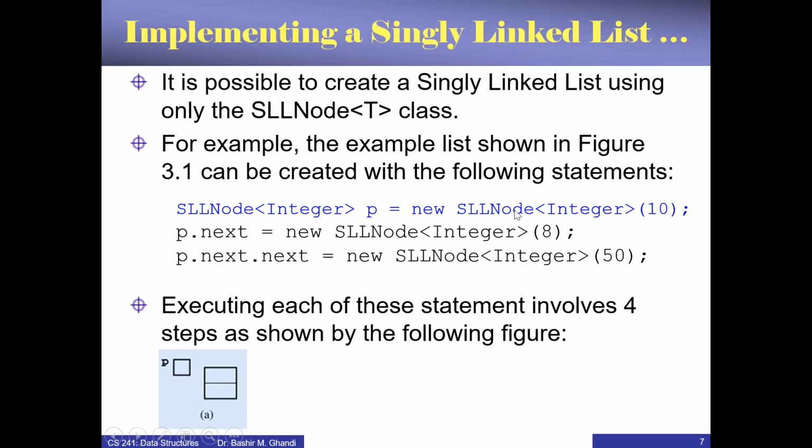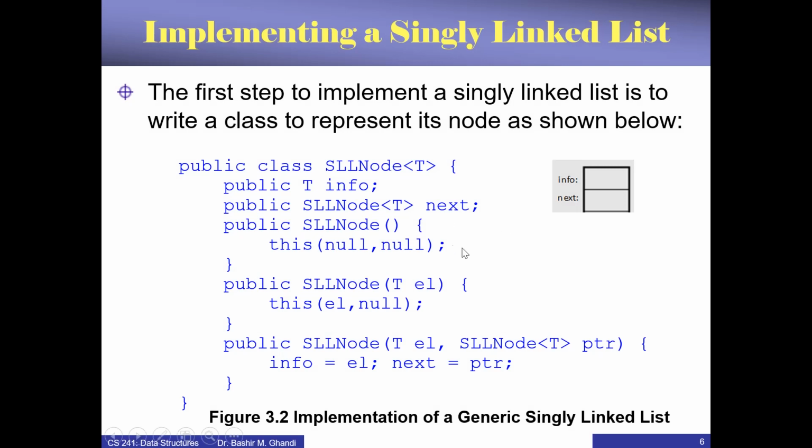We say SLL node and then we give 10. What do you think we are doing with that? We are actually calling a constructor. If you recall, the singly linked list node has 3 constructors: one that takes nothing, one that takes only the info, and one that takes info and next. The question is, which of these 3 constructors are we calling? Obviously, we are calling the middle one because we only provide 10.